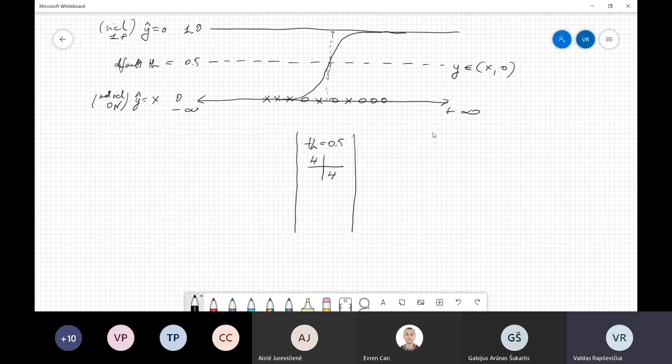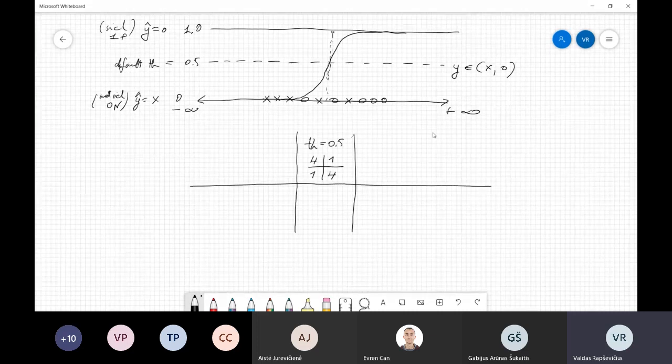Now we have one error on this side. This is an X as an error, and this circle as an error on the other side. So we have error 1 and error 2, right? So once we have taken the threshold equal to 0.5, we have this kind of confusion matrix.